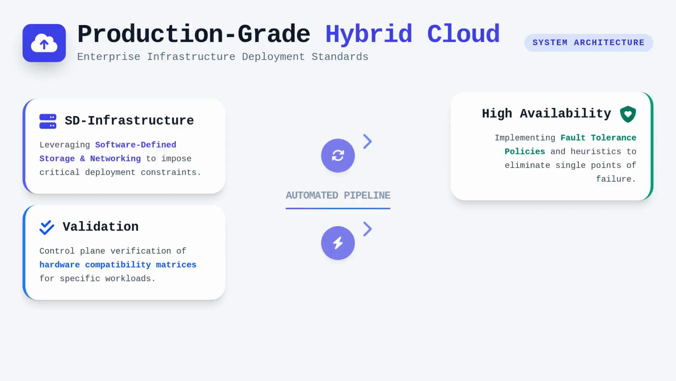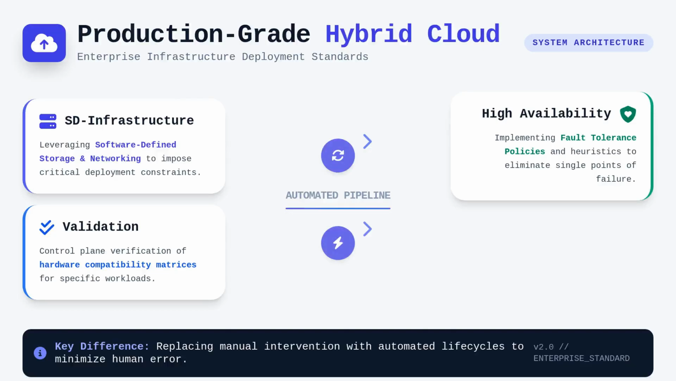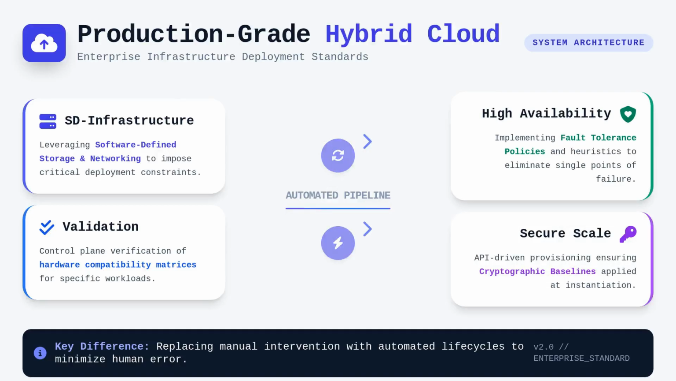We look at resource provisioning through the lens of API utilization, as manual intervention rarely scales in enterprise settings. By automating the deployment lifecycle, you reduce the surface area for human error and ensure that cryptographic baselines are applied consistently from the moment a virtual machine is instantiated. This level of rigor is what differentiates a standard virtualization effort from a resilient, production-grade hybrid cloud deployment.